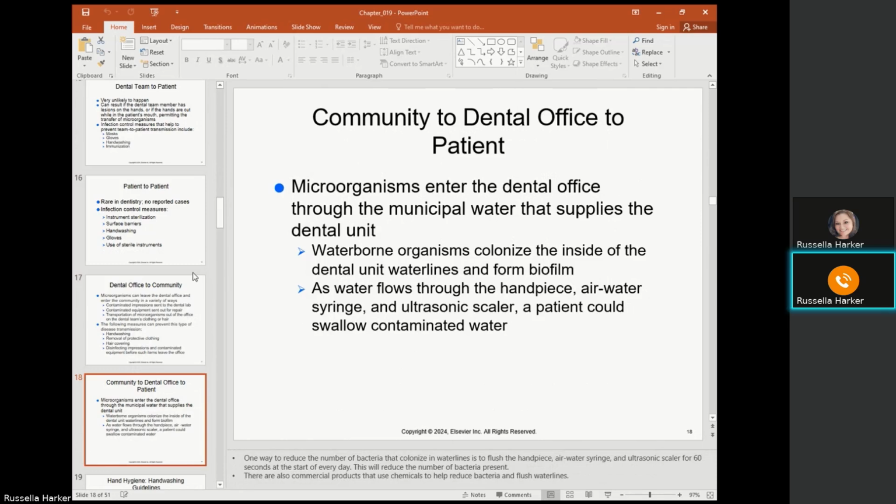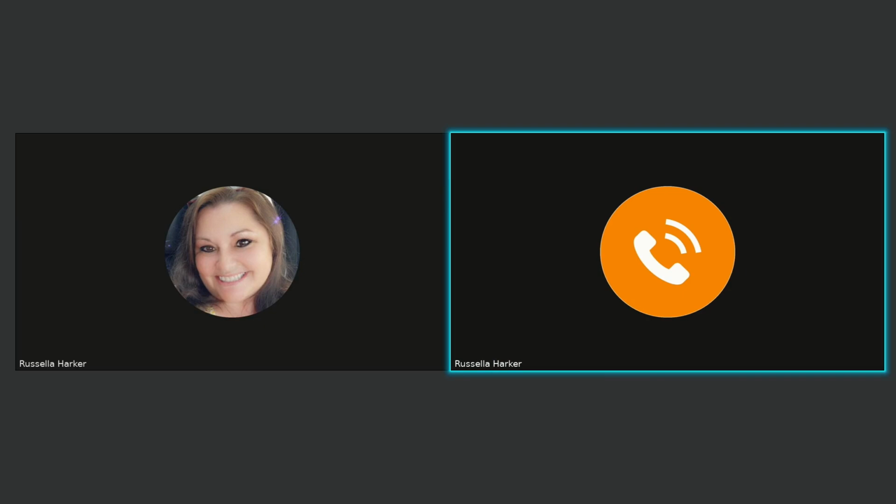So this reduces the number of bacteria that's present. If you flush the handpiece, the air water syringe, and the ultrasonic scaler for at least 60 seconds at the start of the day, and then also use a commercial chemical to reduce the bacteria and flush the lines at least once a week, what that does is it helps to remove that slime layer. It helps to reduce planktonic, which is the free-floating bacteria, and it helps to keep their equipment nicer as well. So it really does do a lot.